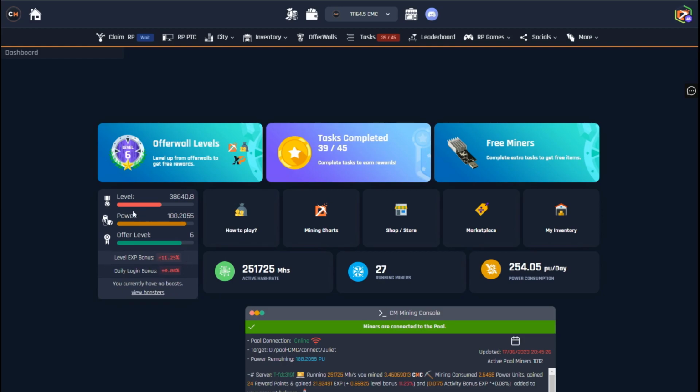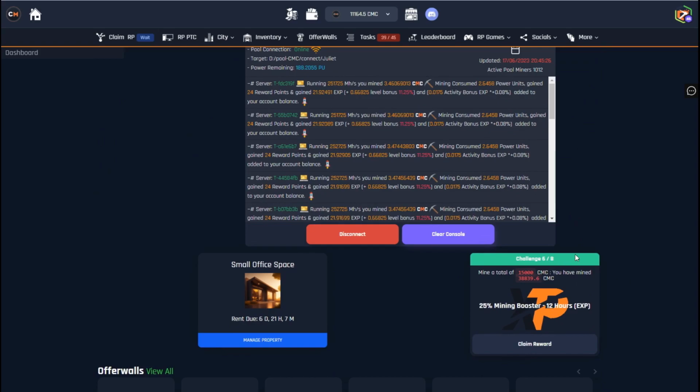XP bonus, and obviously this is your level, and this is what you're building up, but now you have an actual level bonus, so that is adding to your experience level, and probably would help you complete your levels a lot faster, because with the bonus it equates to more. I believe that's how it works. So that is obviously my power bar, and then this is the offer level. Now that is not this one, this is a challenge.